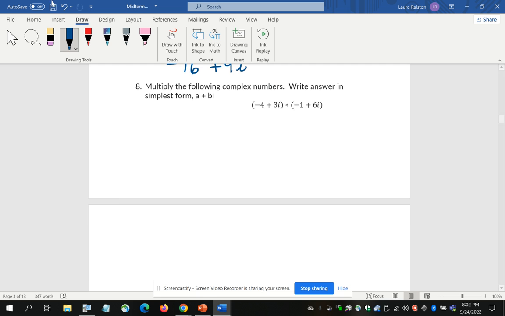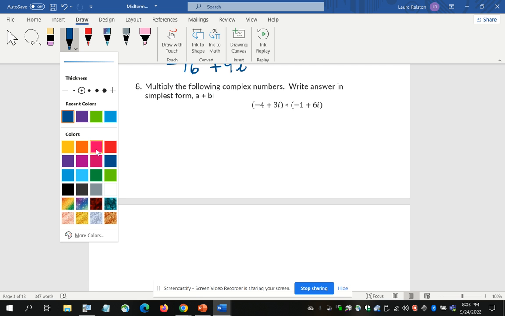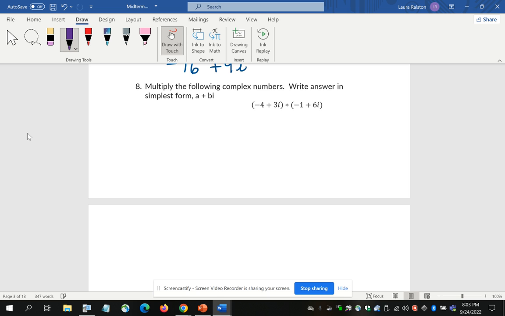Number 8 asks us to multiply the complex numbers. Since it is a binomial, 2 terms times 2 terms, we will use a method called FOIL. And we have to remember that i squared is -1. You should never, ever have an i squared in your answer. Okay, so you have to replace it with -1. So I'm going to do this. -4 times -1 is 4.